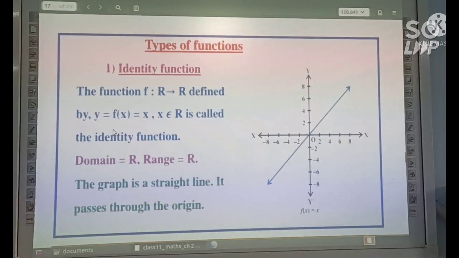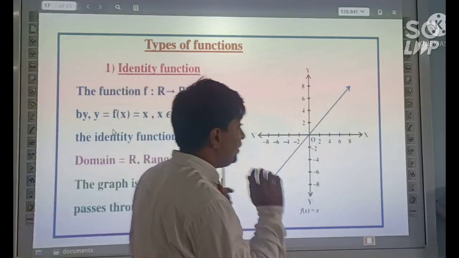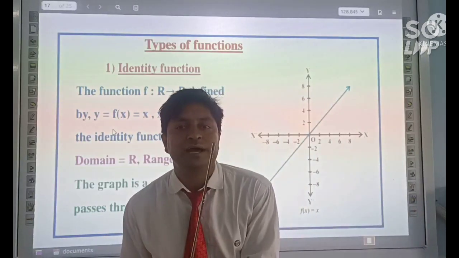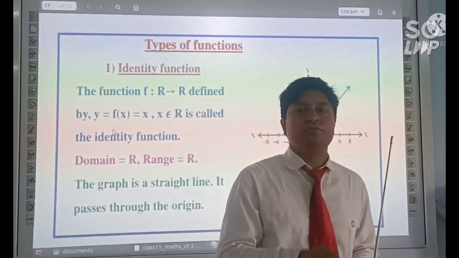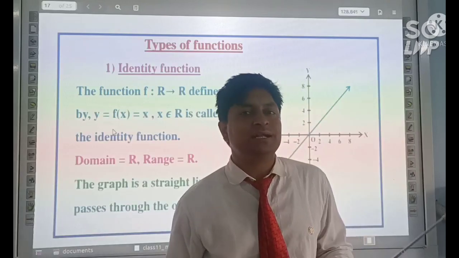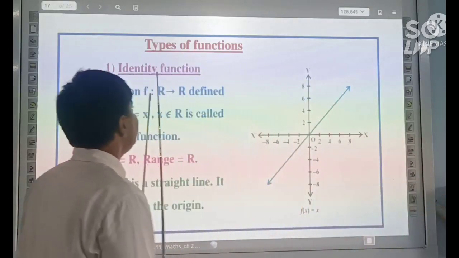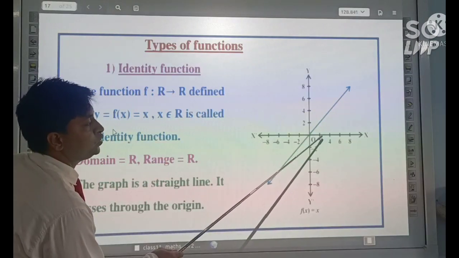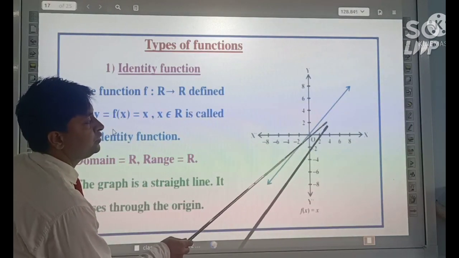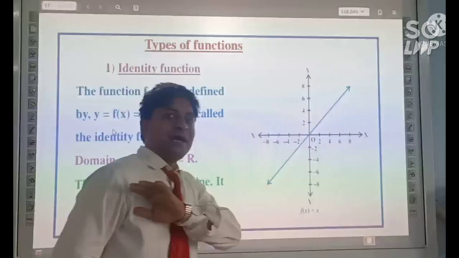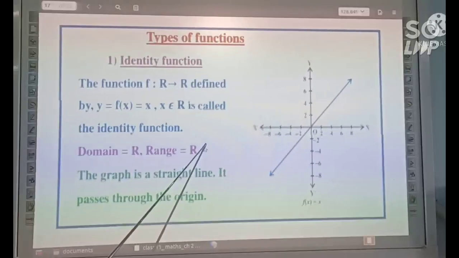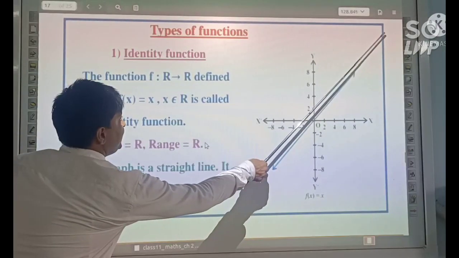Types of function. First is the identity function. When we put the value of x, we find the value of y. If we put one value, we find one value, then we say that this is an identity function. For 0, we find 0. For 2, we find 2. For 4, we find 4. All elements are unique, different from each other. So this is the identity function.